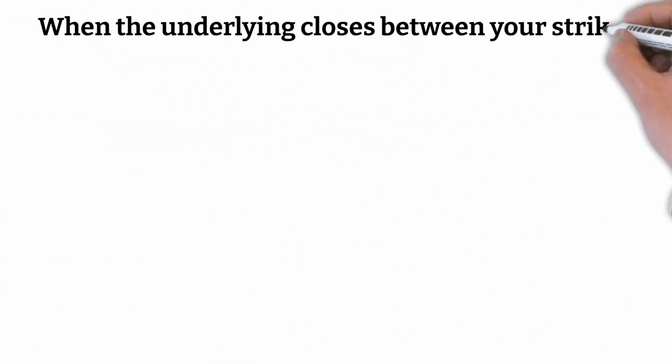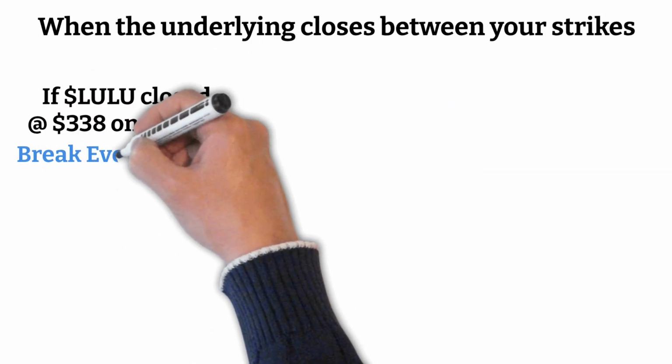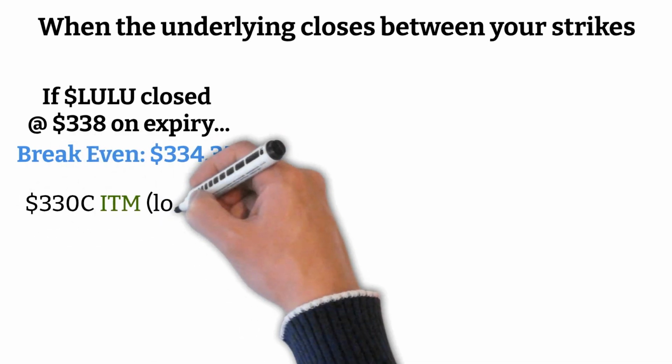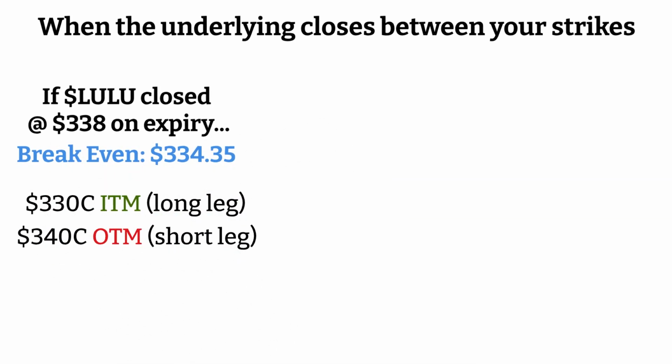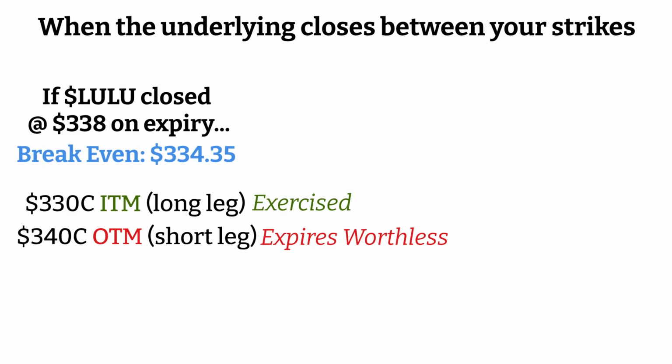But this doesn't always happen. Let's talk about what happens if your spread were to close in between your two option legs. If Lulu only made it to $338 rather than $340, this trade would still be profitable for you because you surpassed your break-even point of $334.35. Since only your long leg is in the money and your short leg is out the money, this means that only your long leg, the $330 strike, will be exercised.